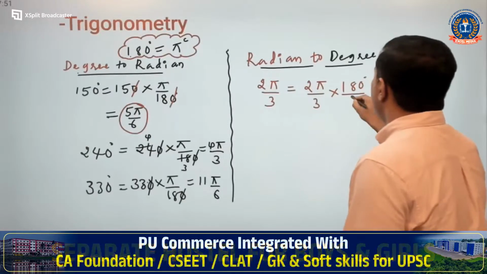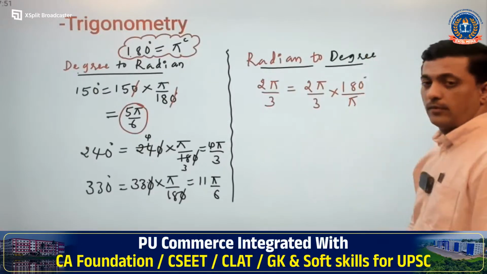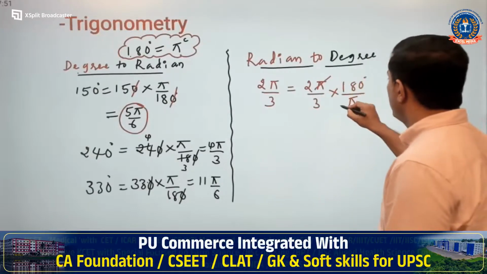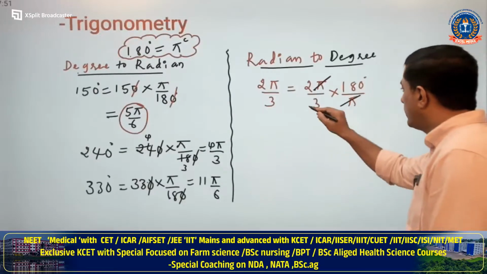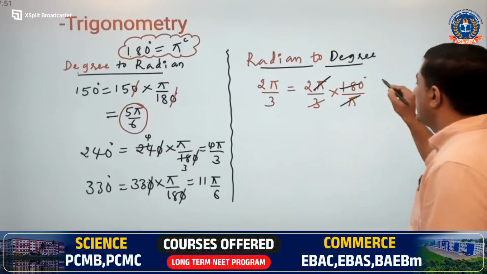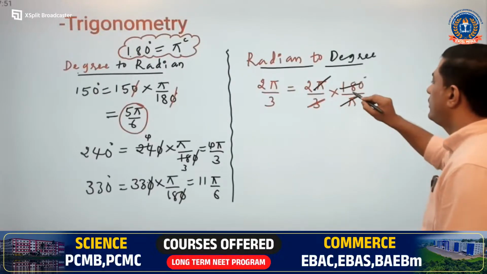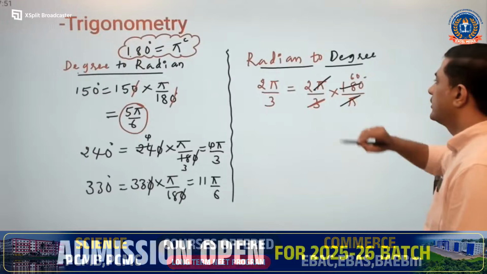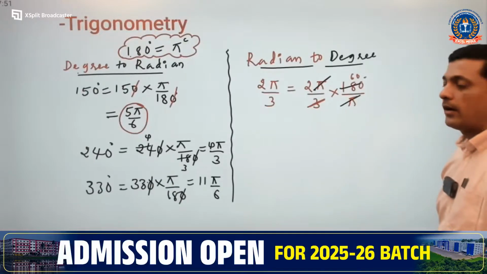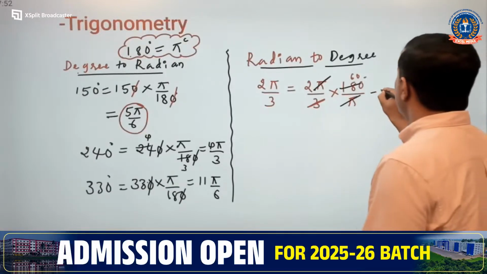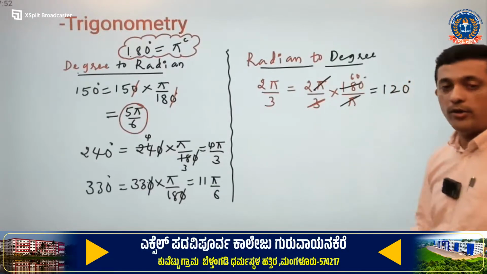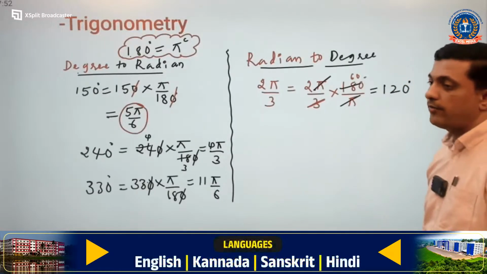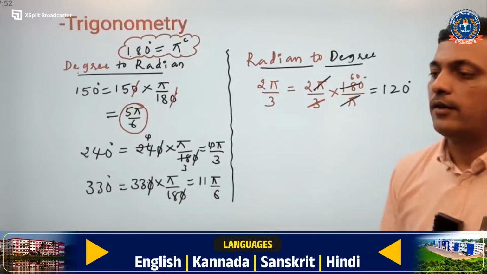180 degree by pi. Then what happens? Pi gets cancelled. Then 3 ones are 3, 6s are 60. Right? So the answer is 120 degree, because we want degrees here. So the answer is 120. Very nice. Good.